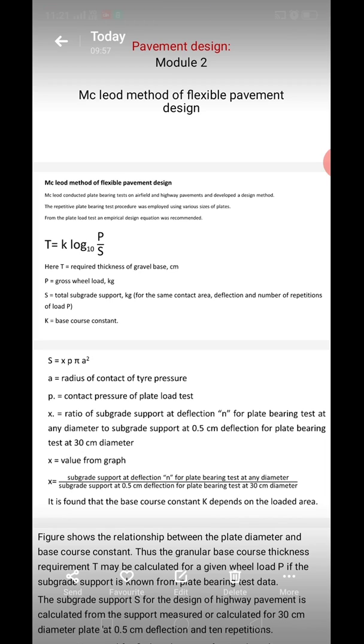Apart from that, you can see some simple steps. First we need to calculate the P by A, perimeter to area ratio, for a given load and a pressure in the plate, and next we need to calculate unit subgrade support reaction corresponding to P by A, and next unit subgrade support, that is S, we need to calculate, and using the formula we can calculate the total thickness.